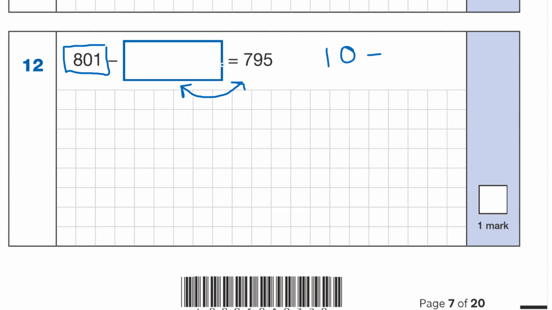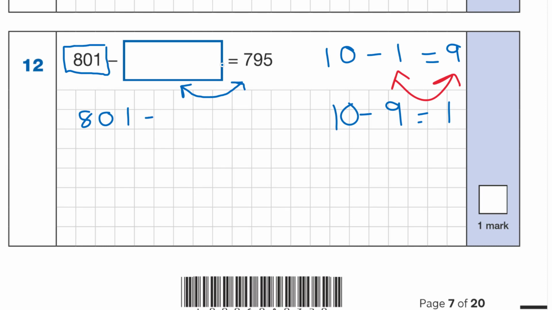10 take away 1 equals 9. And I can swap these two digits around. 10 take away 9 equals 1. That's how subtractions work. The number after the subtraction can swap with the answer. So we could write this out as 801 subtract 795 equals, and that's probably going to be a lot easier to solve.